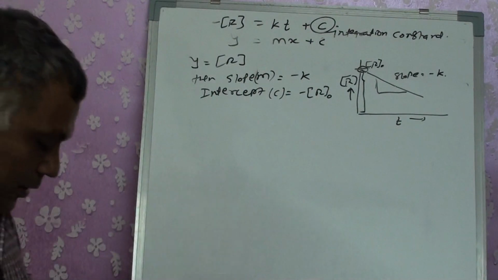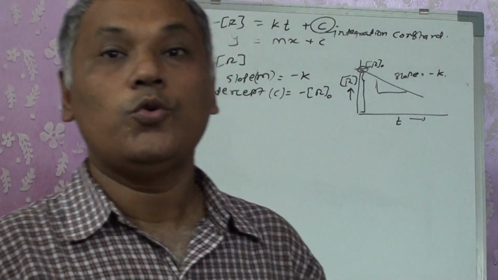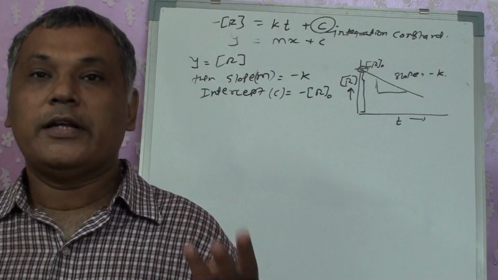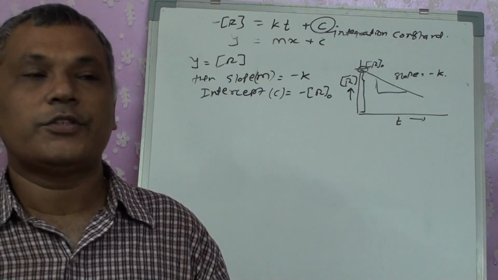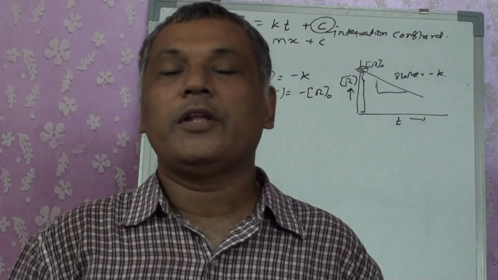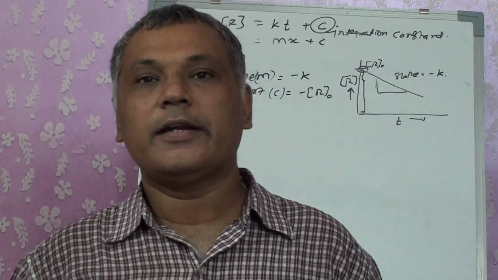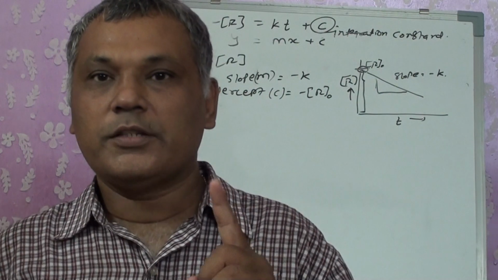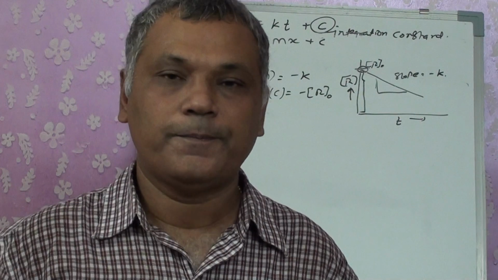So by this we get three different ways through which we can predict the order of the reaction. First one, integrated rate equation. By putting the value of the initial and final concentrations, if we get the rate constant the same, we can say that it's a zero order reaction. So that is our first method, integrated rate equation, to calculate the order of reaction.